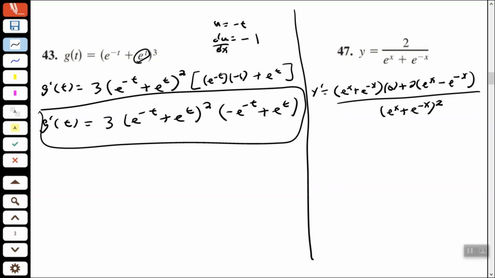Okay, so let's clean this up some. That should be minus there. Low d high minus high d low. All right, so let's clean this up a little bit. So we know 0 times anything is 0, so this goes away. So we have y prime equals -2 times e to the x minus e to the negative x all over e to the x plus e to the negative x squared.